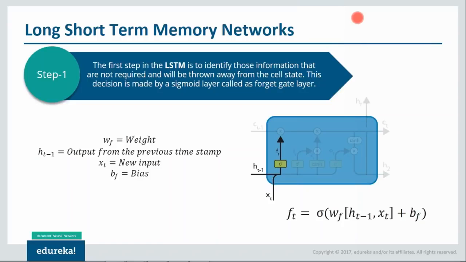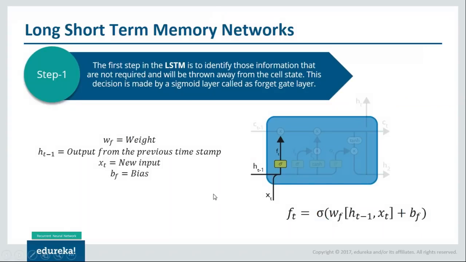Now let me explain the equations which I've written here. So ft will be combined with the cell state later on, that I'll tell you. Currently ft will be nothing but the weight matrix multiplied by ht-1 and xt, plus the bias, and this equation is passed through a sigmoid layer. Alright, and we get an output that is between 0 and 1. 0 means completely get rid of this, and 1 means completely keep this. Alright, so this is what is happening in the first step.